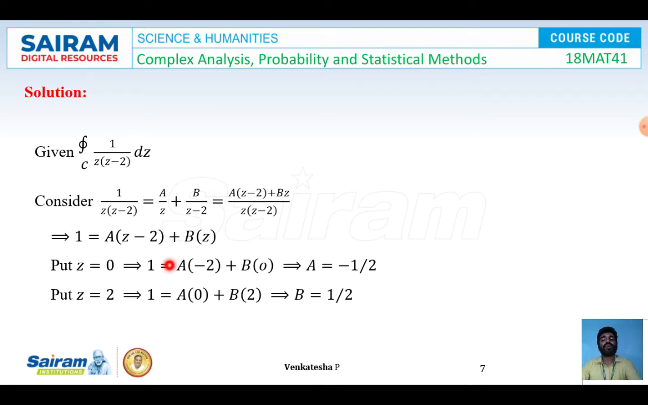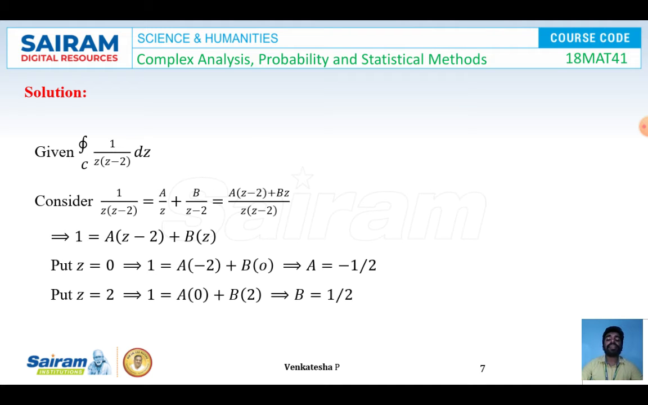I'll be getting 1 is equal to a into 0 minus 2, it will become minus 2, plus b into 0. I got a is equal to minus 1 by 2 after simplification. Similarly, I am putting z is equal to 2, I got 1 is equal to a into 2 minus 2, it is 0, plus b into 2. I got b is equal to 1 by 2.